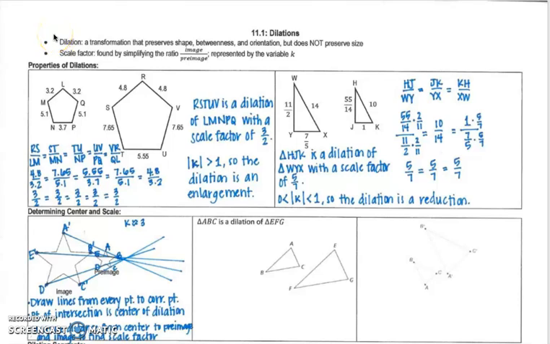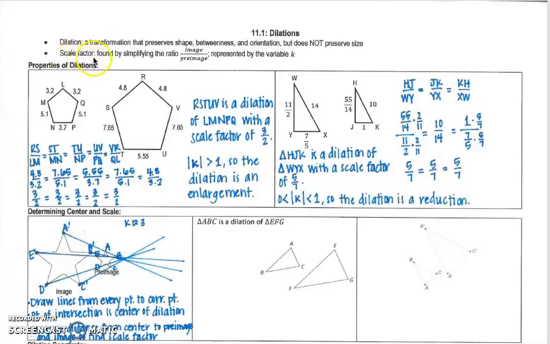Today's lesson is 11.1 dilations. We're going to start with some basic vocab. A dilation is a transformation that preserves shape, betweenness, and orientation, but it does not preserve size. So you're either enlarging a figure or reducing it, and it is important to know the difference between the two.